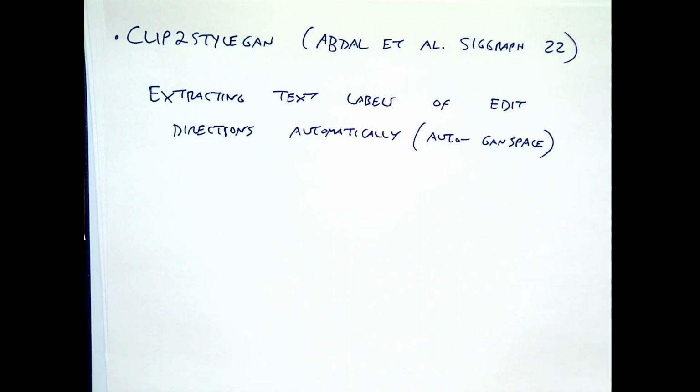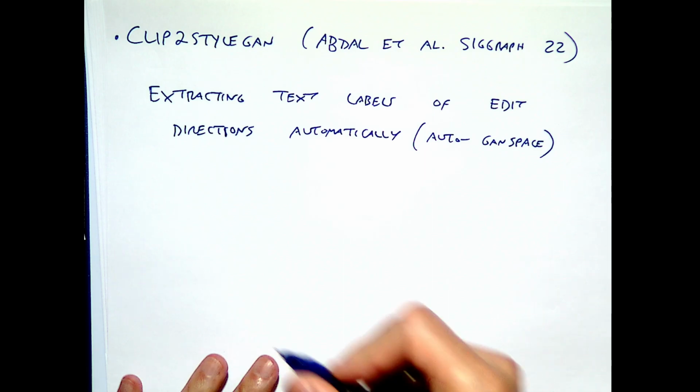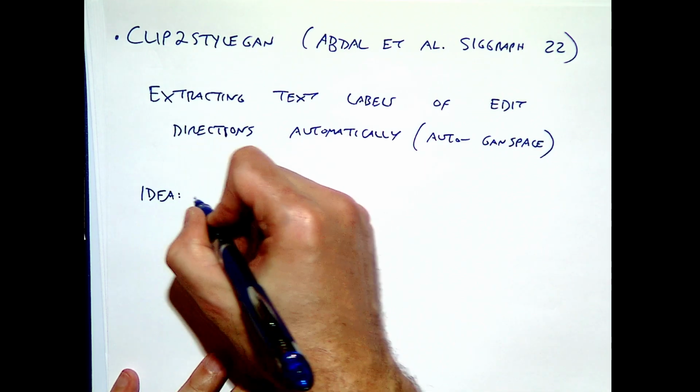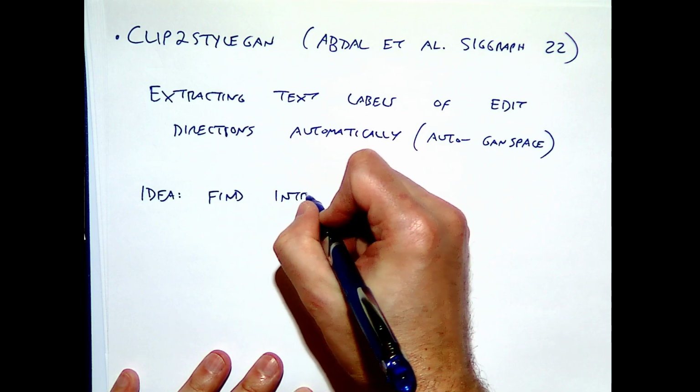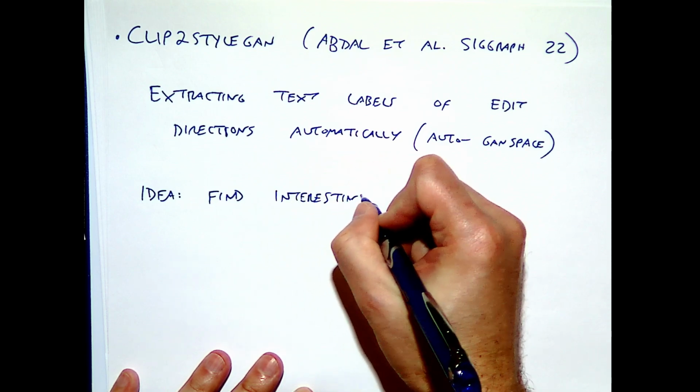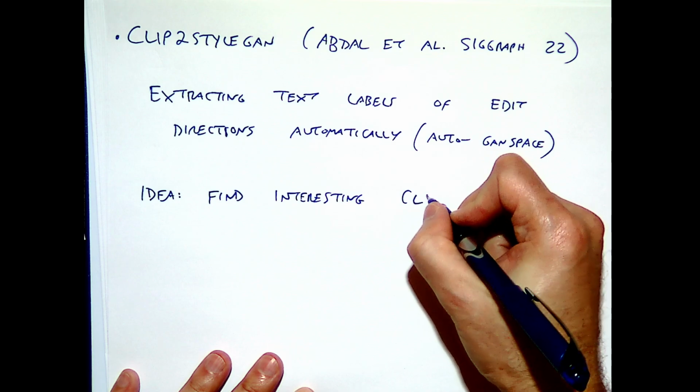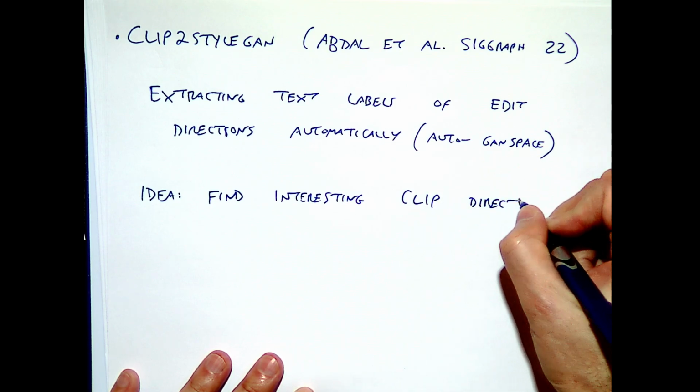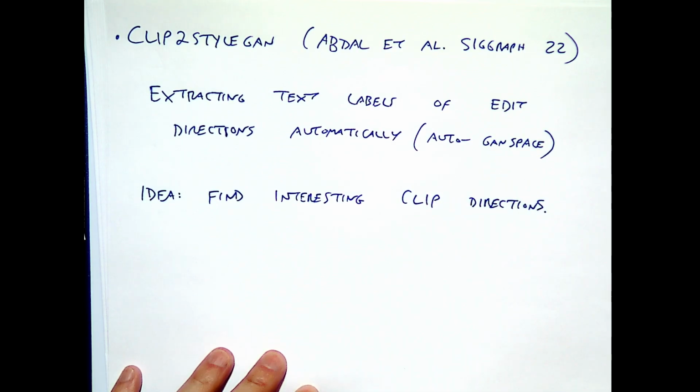Now the idea is that since we can use CLIP to find text strings that match up with image edits, we can actually find the names of the edits automatically and find interesting edits, right? So the idea here is basically to find interesting CLIP directions. And so here's the kind of setup. And again, you have to read the paper for all the details.